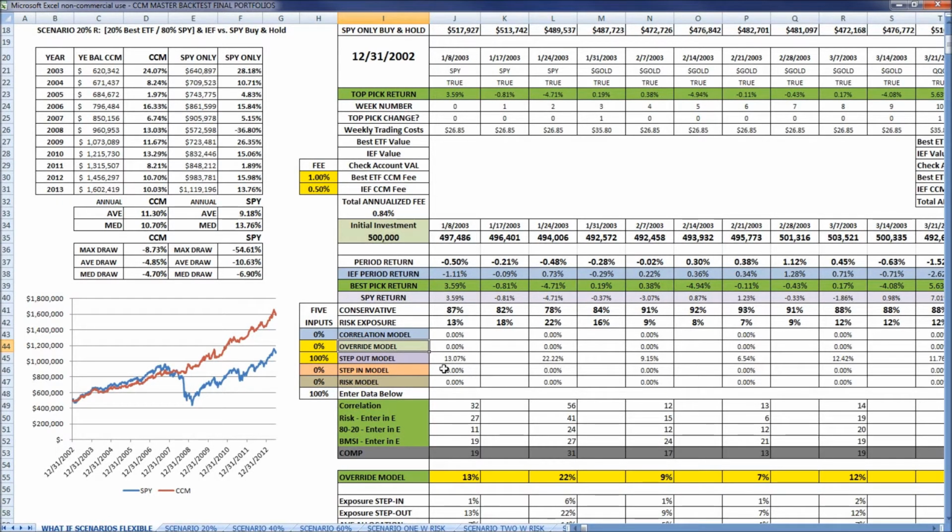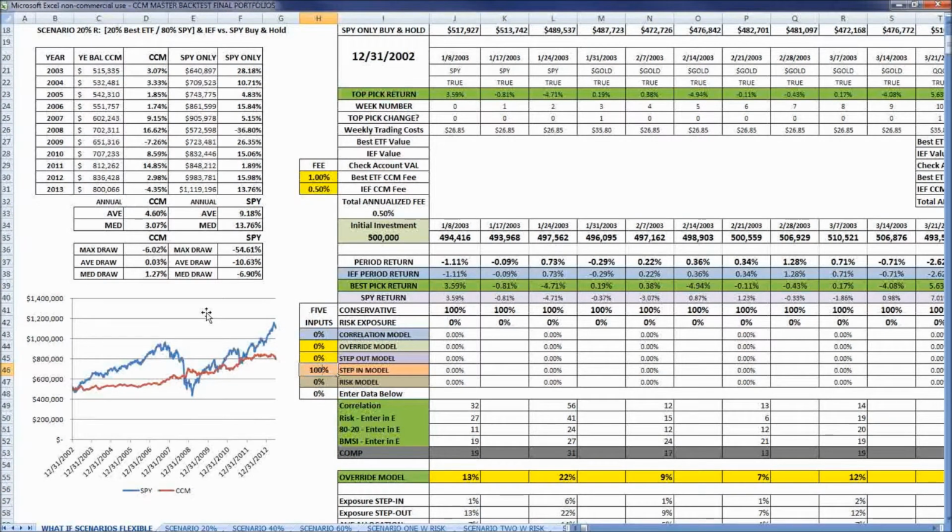2 weeks ago, we showed the override model beating the S&P 500 if you just used it in isolation. Last week, we showed the step-out model. This week, let's look at the step-in model in isolation. And how we do that is we just change these weights. I don't want to use the step-out model anymore. You'll notice the numbers will change.